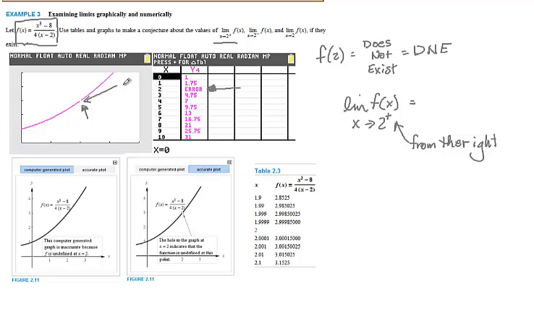And I try to figure out, where is this going? And it looks like to me, if my y's are scaled on the ones, which they are, it appears to me that this function is going to 1, 2, 3.